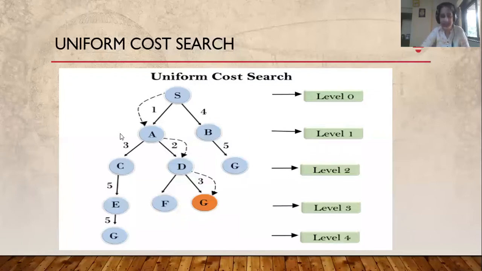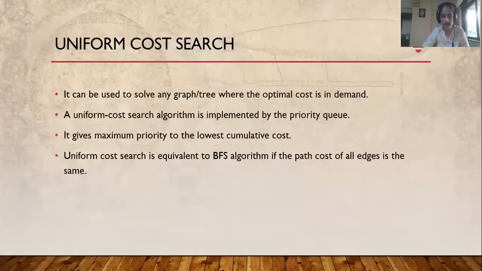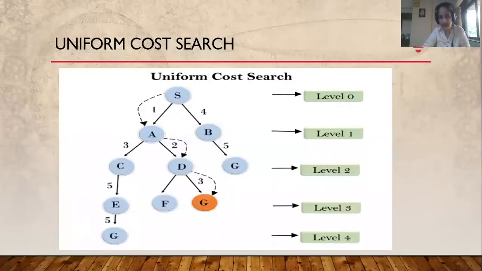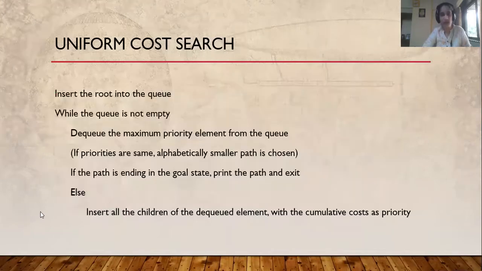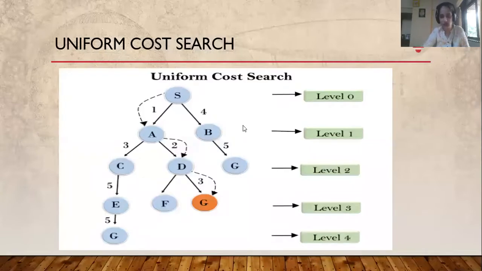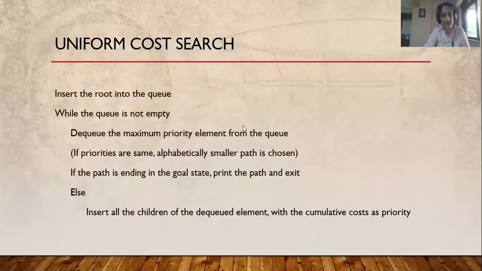In that case, next time after S is already selected, whenever it wants to select the next element, it has to either go for A or B. It will dequeue the element. So from A or B, it has to choose one, but it will choose depending on the cumulative cost. The lower the cumulative cost, the higher the priority. So that's how we can make use of a data structure which is known as priority queue.